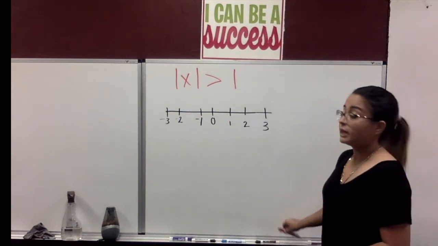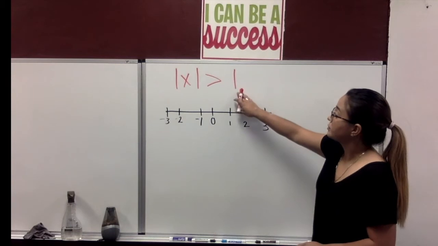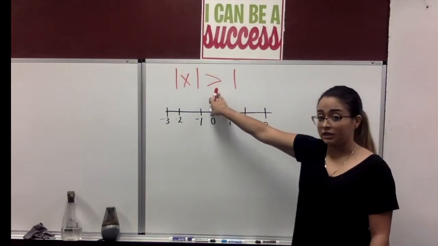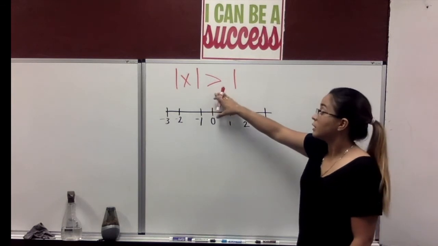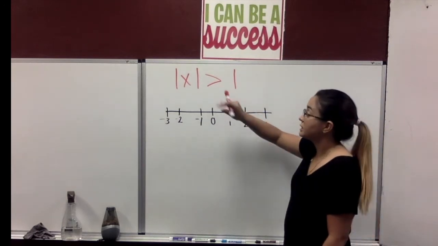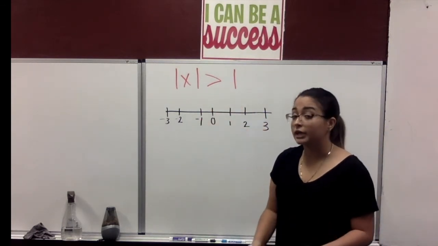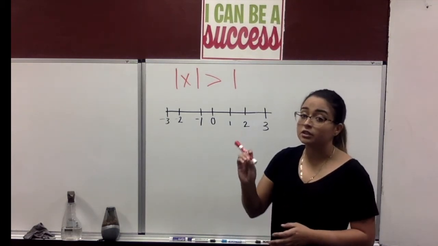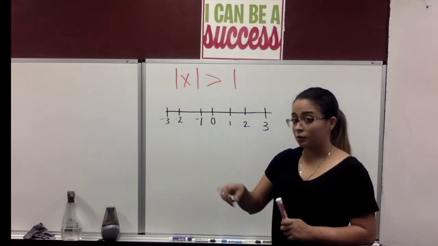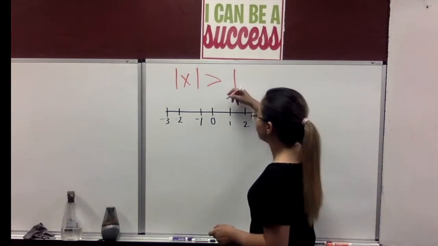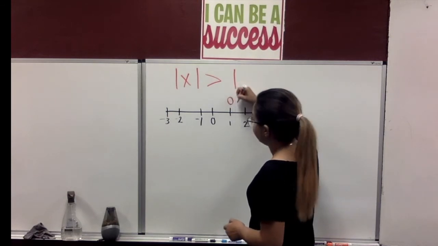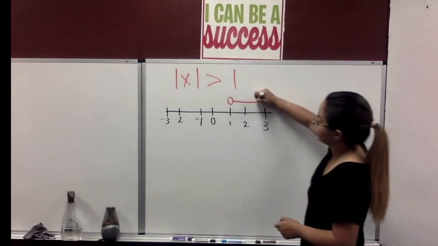We're going to go ahead and start off like graphing any other inequality. Look at our inequality symbol. Our inequality symbol is greater than, but it's just greater than. It's not greater than or equal to. That tells us that our circle is going to be a hollow circle. It's not going to be filled in. And it tells us that it's greater than. So it's going to go this way.